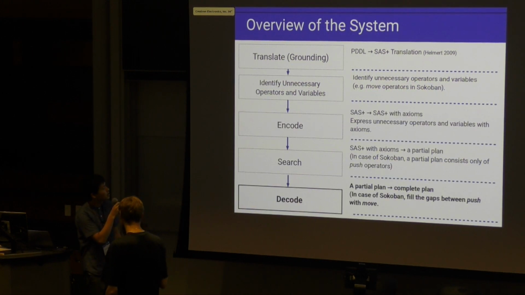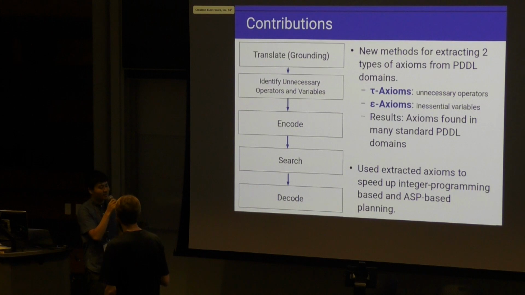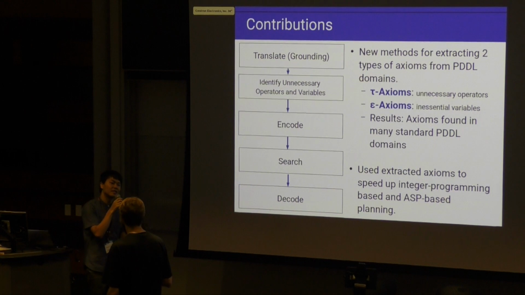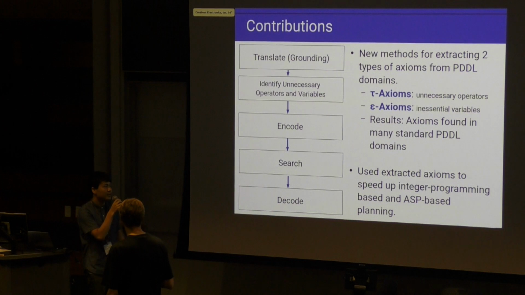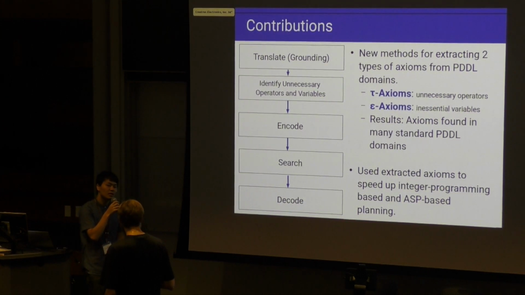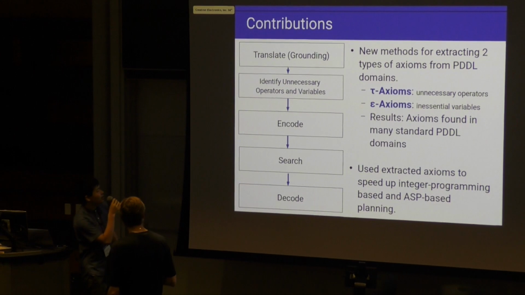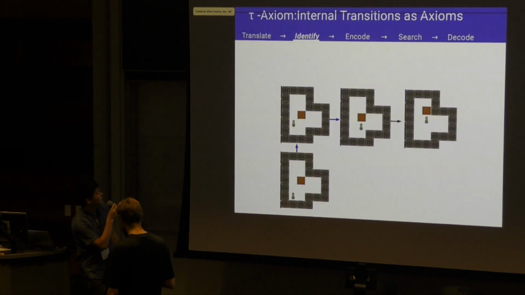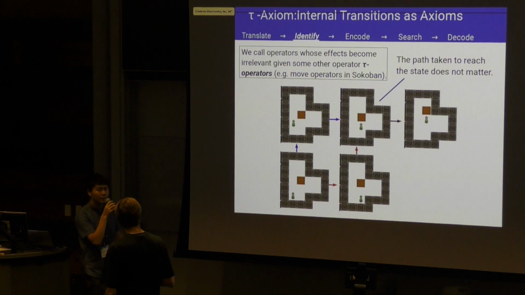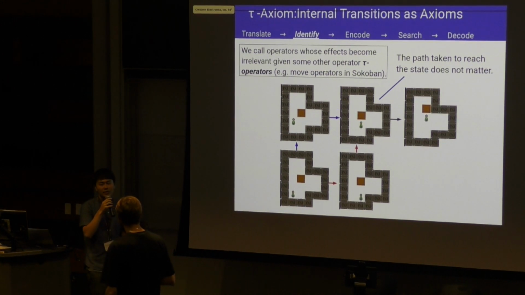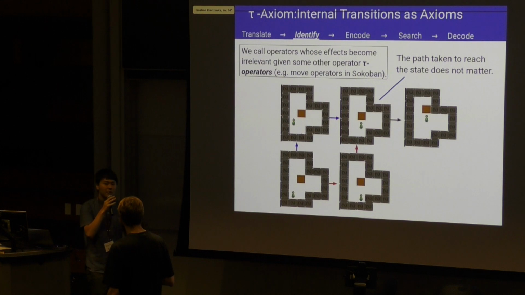Well, firstly, it gives you some intuition about which variables are most essential, and we haven't looked into it, but you could probably use some abstraction heuristic. Also, in domains such as blocksworld, extracting epsilon axioms actually improved the performance, but it's probably due to the underlying integer programming solver, and we haven't really looked into it yet.